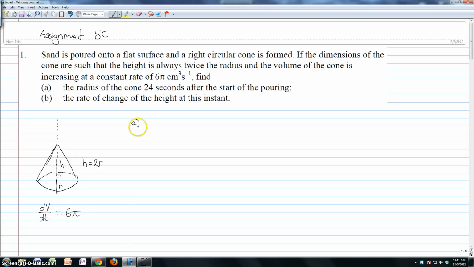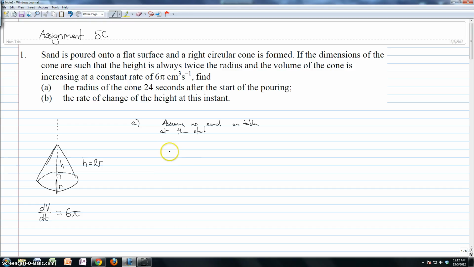So the first thing we have to find is the radius of the cone 24 seconds after the start of pouring. Well, we can assume that before we started pouring there was no sand on the table. So assume no sand on table at the start. So that means that before we start pouring sand we've got a perfectly flat table.